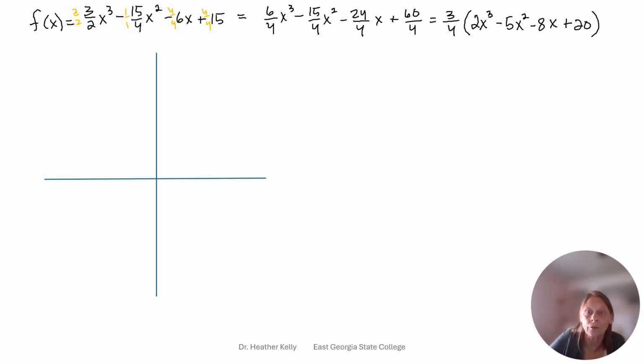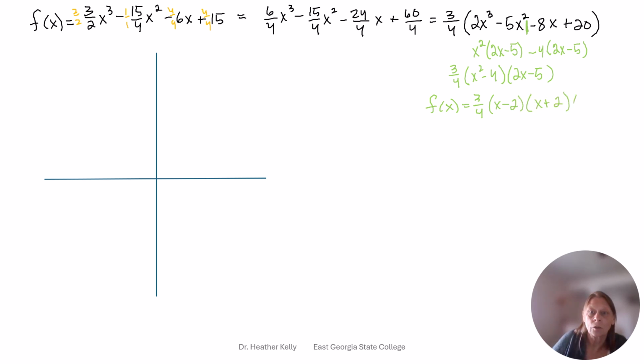Okay, now we get to factor this middle piece. And we're getting kind of used to these pieces of 4 here. So what can I take out of this? I can take an x squared out, and I'm left with a 2x minus 5. That's my twin. Write it down again. What do I need to multiply 2x minus 5 by to get negative 8x plus 20? That would be negative 4. So far we have 3/4 times x squared minus 4 times 2x minus 5.